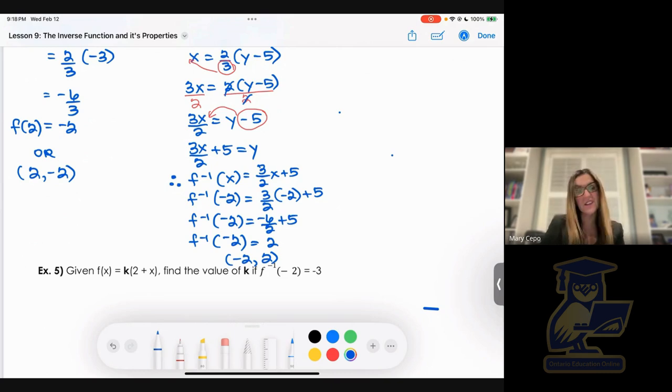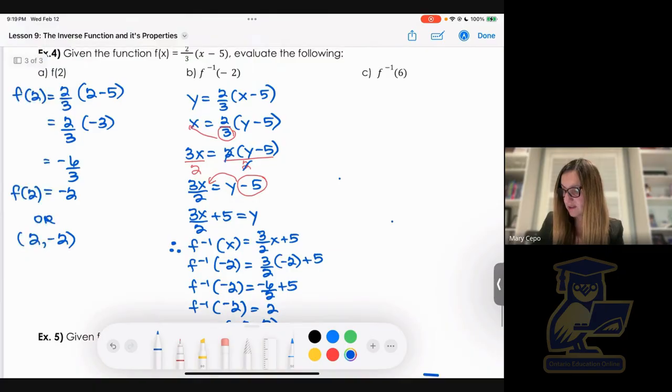And if you notice in A, in the original function, when x was 2, y was -2. So we easily could have determined, we know it's the reverse. So naturally, in the inverse, when x is -2, which in the original function was your y, in the original function x was 2. In the inverse, it would be the y value being 2.